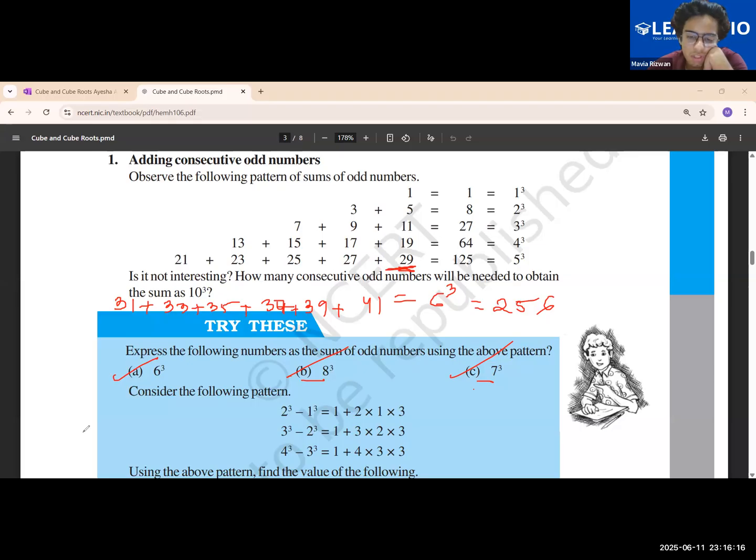What is the answer for 7 cube and 8 cube, Aisha? For the 7 cube, 43 plus 45 plus 47 plus 49 plus 51 plus 53 plus 55. Very good. And for 8 cube? 57 plus 59 plus 61 plus 63 plus 65 plus 67 plus 69 plus 71. Correct. Very good. Excellent. So is this clear now? Yes, sir.